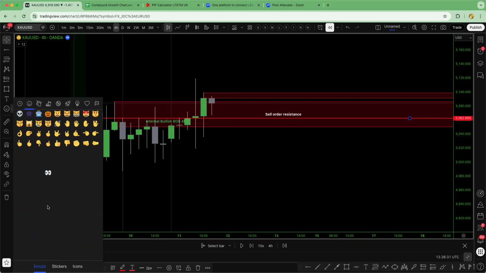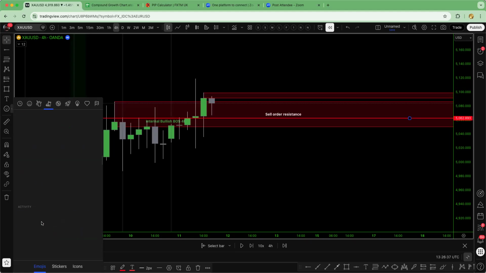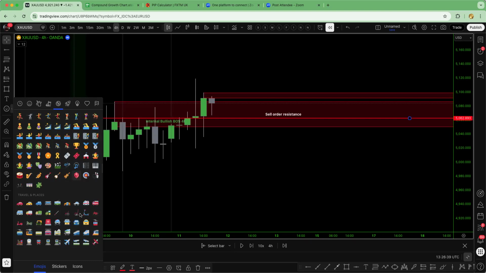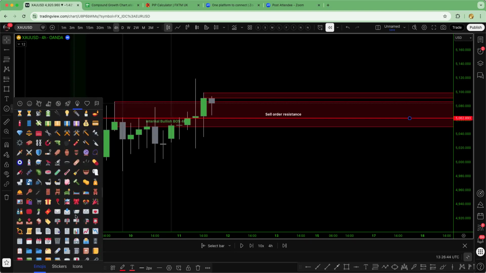Can I do sign? Yeah. I like to use emojis, but I'm going to go through all of them. I'm sure it's in there somewhere anyway. Well, camera. Can I find it quickly?